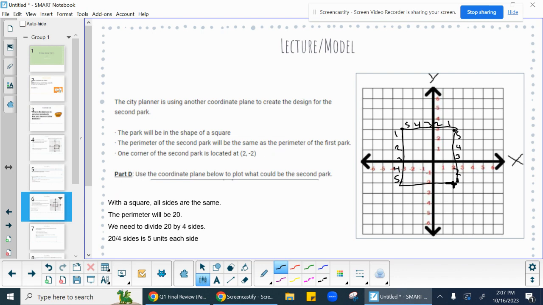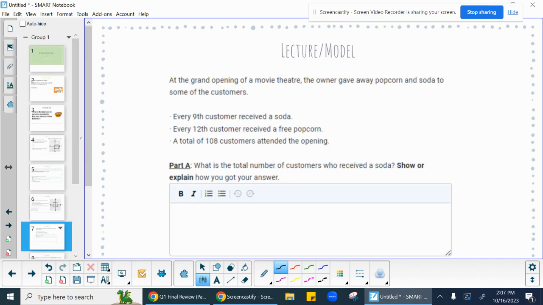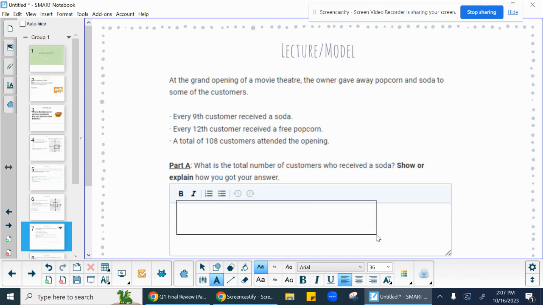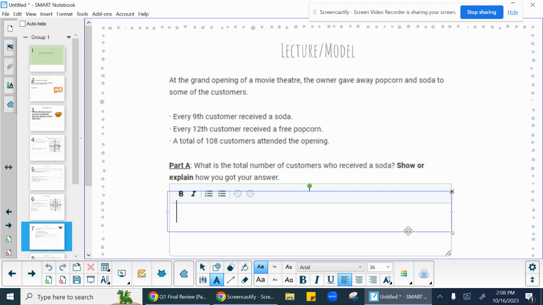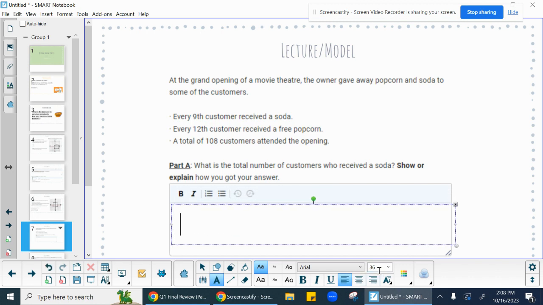All right, let's move forward. All right, now we are on another problem. A grand opening of a movie theater, the owner gave away popcorn and soda to some of the customers. Every 9th customer received a free soda, and every 12th customer received a free popcorn. So that is the situation we are working with. A total of 108 customers attend. Part A asks, what is the total number of customers who received a free soda? Show or explain. All right, so we know that it is every 9th customer.